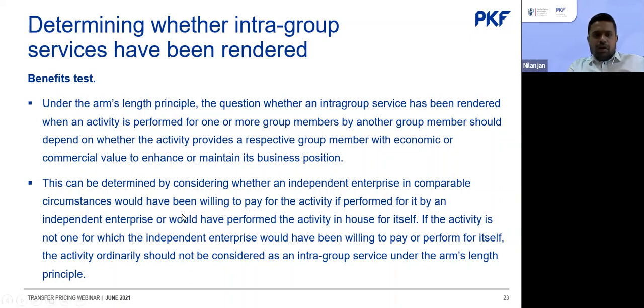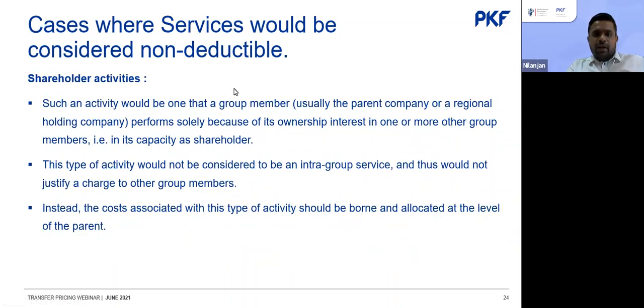Let's go to another related concept. There are various types of activities or services which a parent generally undertakes for the group. One of those is called a shareholding activity. It is something that the group parent would generally do because of its overall interest in the group in the capacity of a shareholder. This is not something which would be characterized as an intragroup service. And therefore, if we are paying for anything like this to our parent, this can be disallowed.